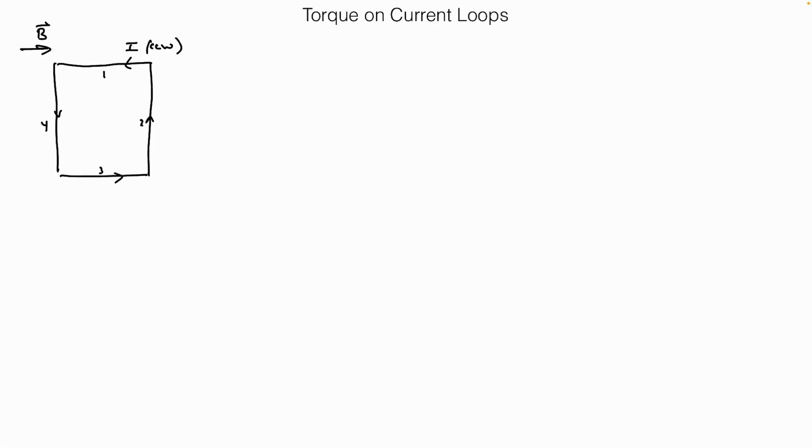Let's find the force directions. We're not worried about magnitude for right now. Let's just find the directions of the force on each of the individual sides of my rectangular loop. And then we'll extend this to loops of any shape. So what is the force direction on side number 1?